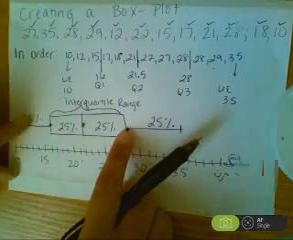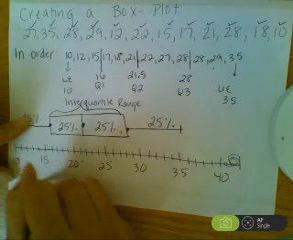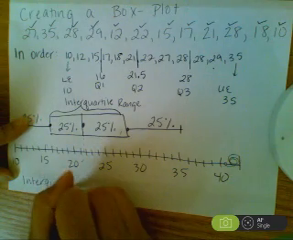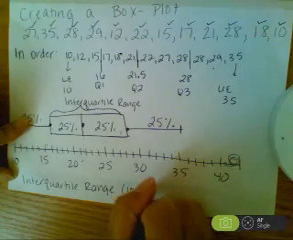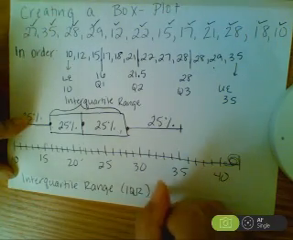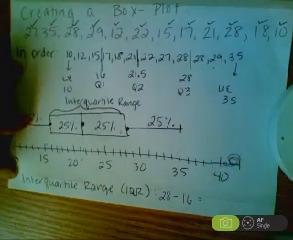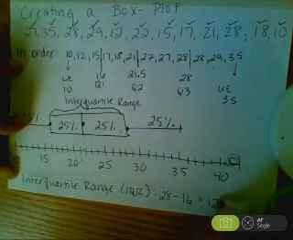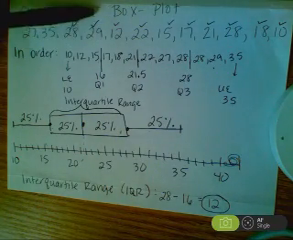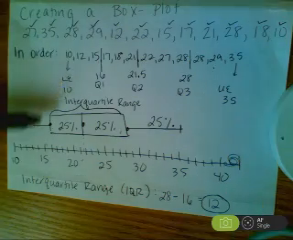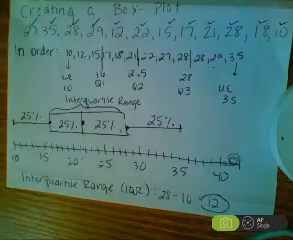So if I wanted to find the interquartile range, which we often abbreviate as IQR, all I have to do is take Q3 minus Q1. So over here, Q3 is 28, Q1 is 16, 28 minus 16 is 12, so that is my interquartile range. This box plot has a 5-number summary that you then put into a box and whisker plot to calculate the interquartile range.